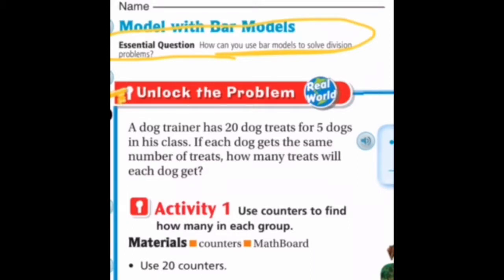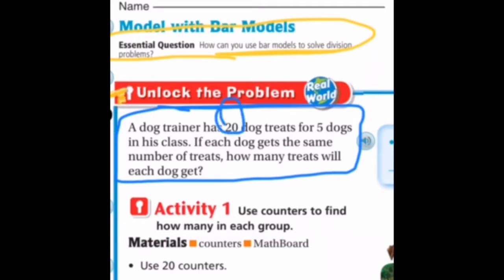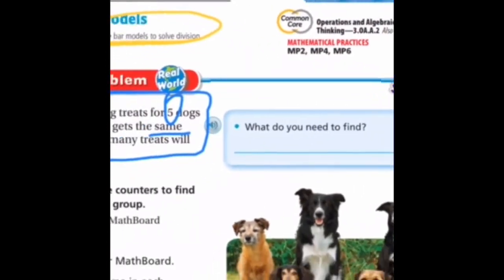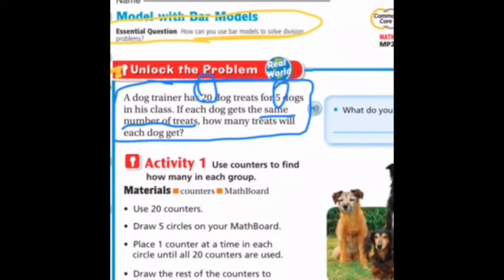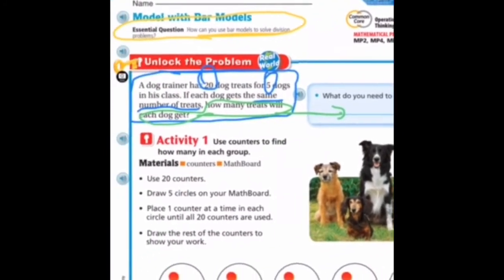All right, unlock the problem. It says a dog trainer has 20 dog treats for 5 dogs in his class. If each dog gets the same number of treats, that's important in division, how many treats will each dog get? What do we need to find? Well, we'll circle our question. Actually, it wouldn't be that part. It's this part right here. How many treats will each dog get? And just draw an arrow.